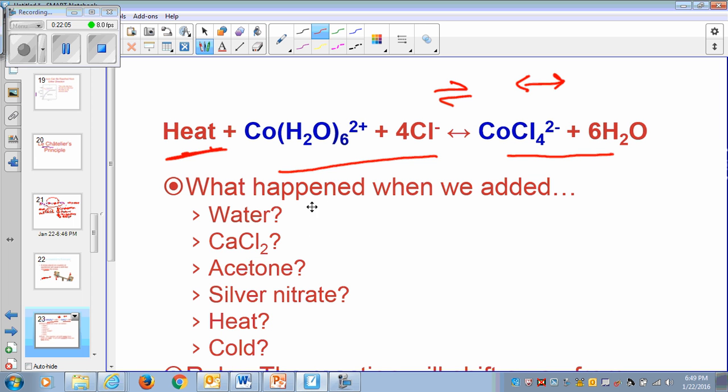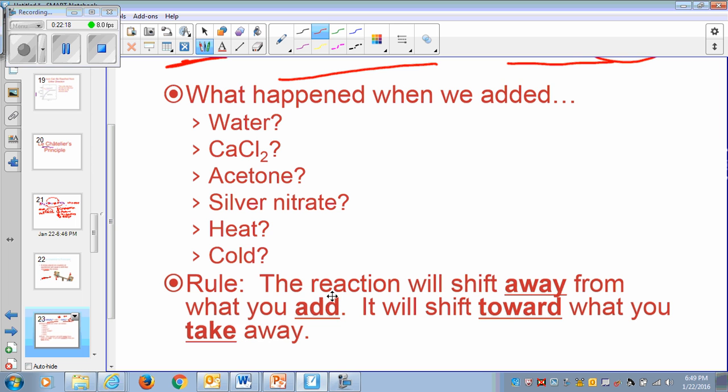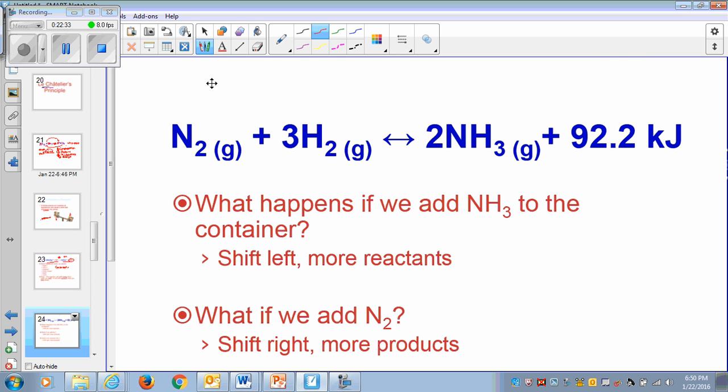So what happens if we add water? Well, water is on this side. Okay, what happens if I add calcium chloride, or I add acetone or silver nitrate or heat or cold? So the rule is that the reaction will shift away from what you add, and it will shift towards what you take away. So this is the effect of concentration. Okay, this is how the concentration will shift the reaction. So let's talk about the effect of concentration. Like, how can I stress it by concentration?